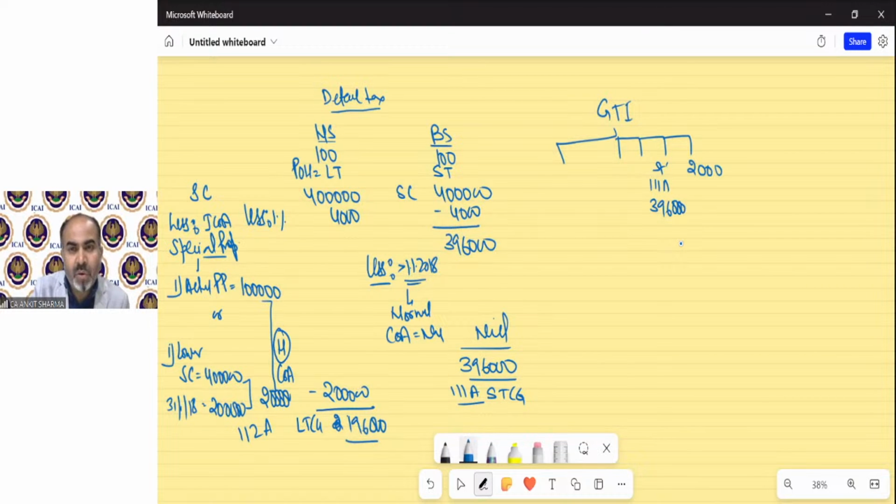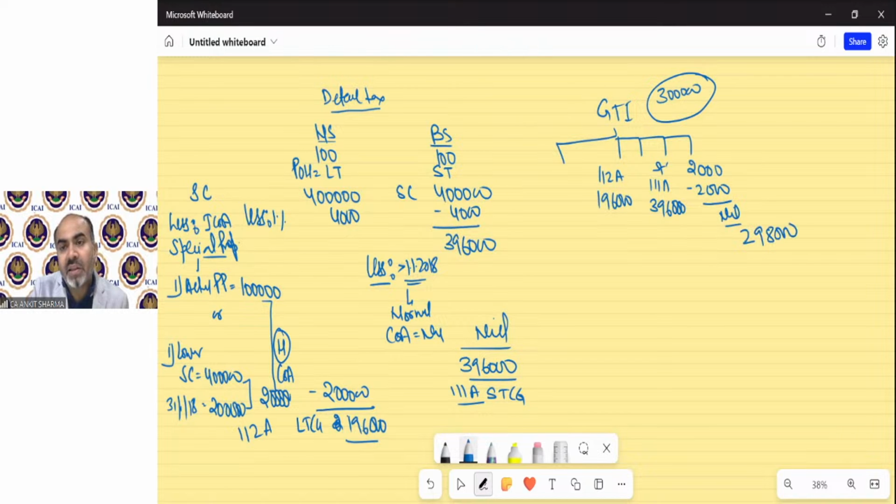Then we have 112A, that is 1,96,000. Because we have to apply the default tax regime, I have an exemption of 3 lakh rupees. So out of this 3 lakh, 2,000 has been utilized for the purpose of dividend. So dividend income will be nil. Remaining 2,98,000 we can now use against this income. So this 2,98,000 has been reduced. Okay, this was asked by, I guess, Nancy Saxena. Okay, so remaining capital gain will be 98,000.